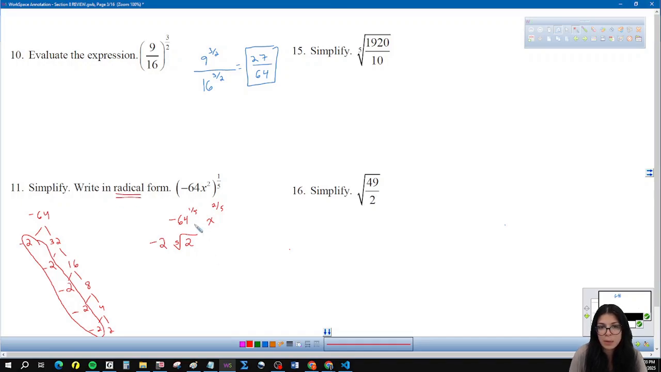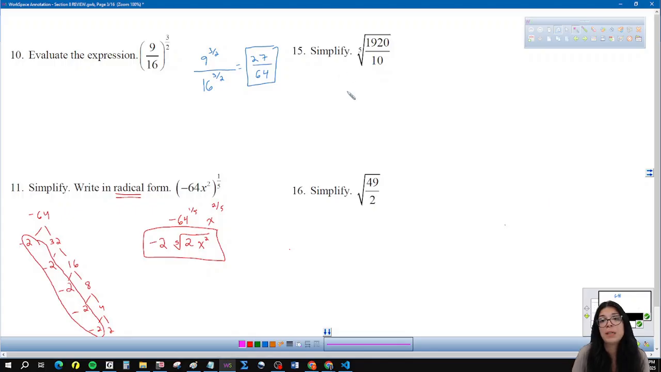They are asking me to write it in radical form, so I'm going to keep it like that instead of writing 2 to the power of 1/5. And then with the x to the power of 2/5, that means that under the 5th root, there are also 2 copies of x, x squared. And so this would be the radical form in simplest form.